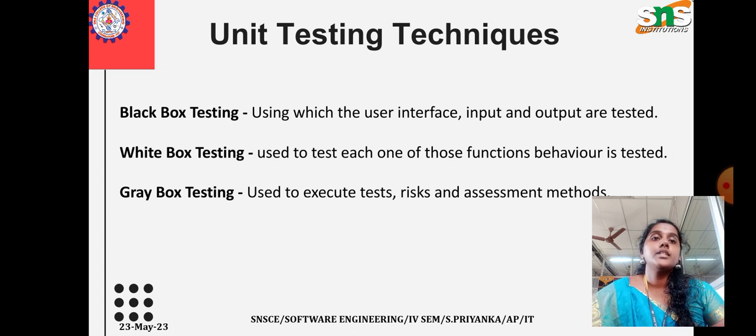Here, the unit testing techniques mainly consist of black box testing, white box testing, and gray box testing. Black box testing is where the user interface inputs and outputs are tested. White box means each one of the functions' behavior is tested, whereas gray box testing is used to execute the tests, that is, risk and assessment methods.